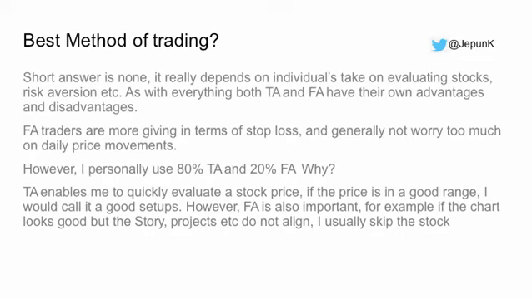However, as you can see there, JP uses mostly 80% TA and 20% FA. His reason is TA enables him to quickly evaluate a stock price. If the price is in a good range, then it will have some good setups. However, as he acknowledges there, FA is also important. For example, if the chart looks good but the story, the projects etc. do not align, he usually skips the stock. That's why he's put that 20%, because he does consider the FA of the stock. So you can't just ignore that completely.